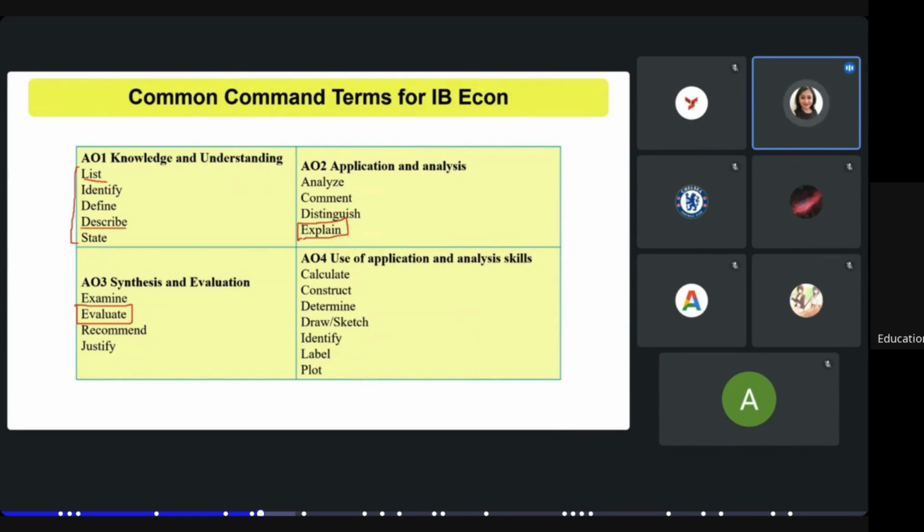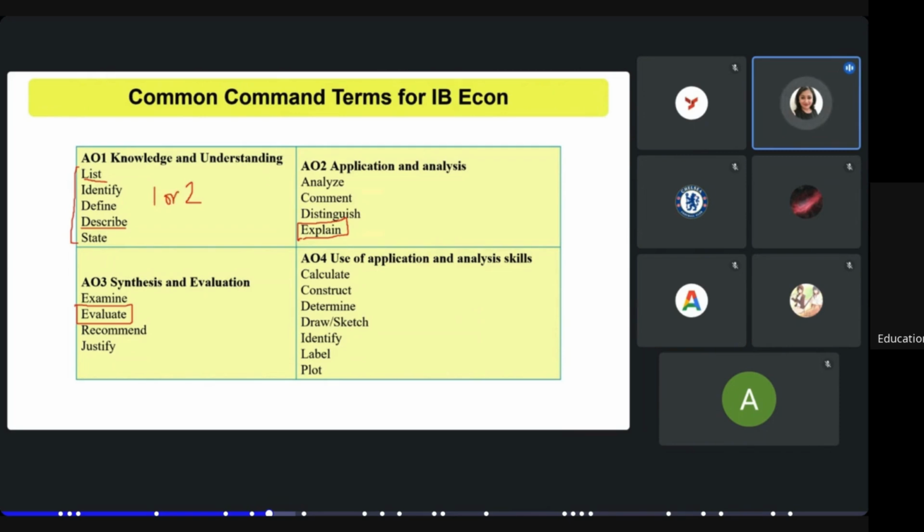Describe the impact of a subsidy. In one line, you say a subsidy encourages production of merit goods. Full stop. You get full 2 marks for this. Another way to understand which is an AO1 question is that AO1 questions will be usually of 2 or 1 marks.